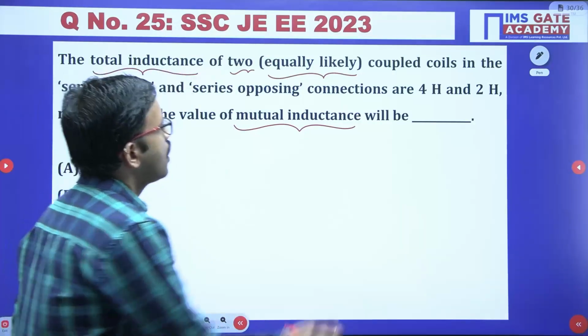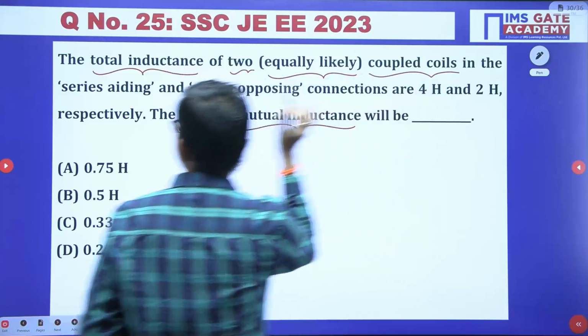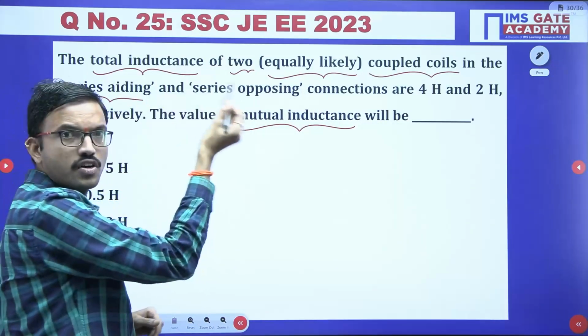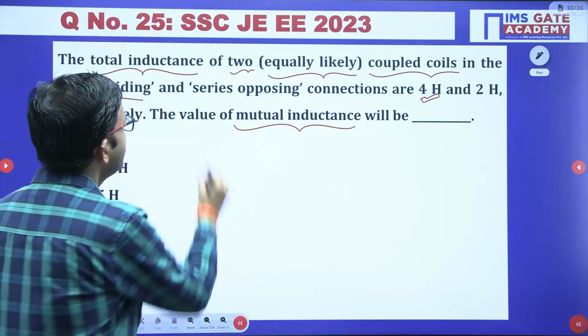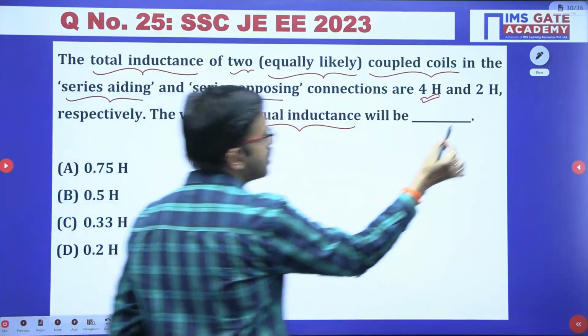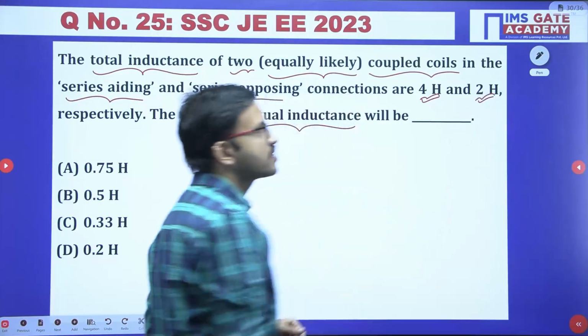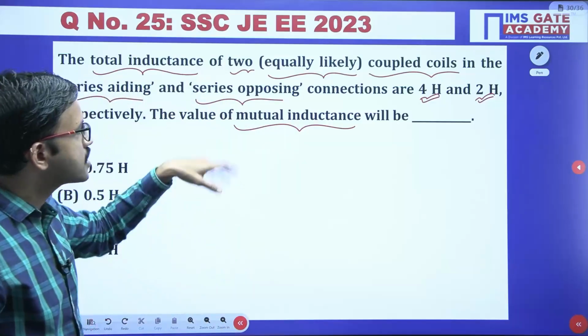Are these two coupled coils in series aiding? In that case they have given the equivalent inductance as 4 Henry. And similarly in the series opposing case, they have mentioned 2 Henry. Now they are asking for the mutual inductance.